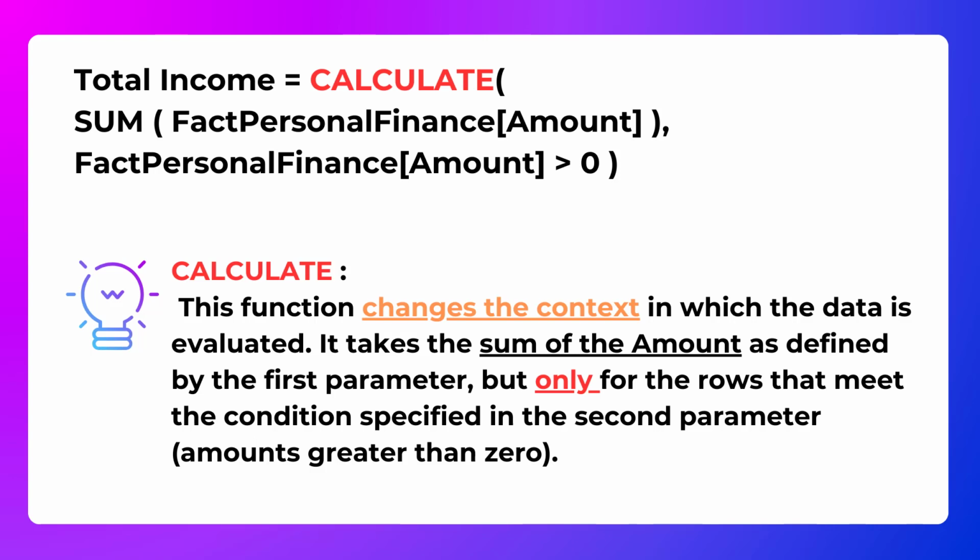And finally, the calculate function. So this function changes the context in which the data is evaluated. It takes the sum of the amount, defined by the first parameter, the sum function, but only for the rows that meet the conditions specified in the second parameter, where the amounts are greater than 0.